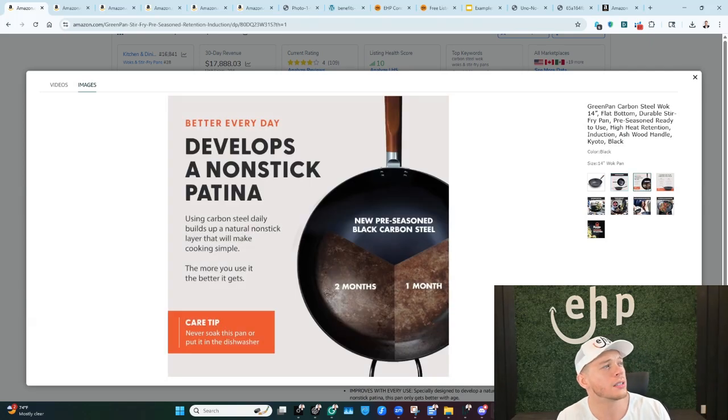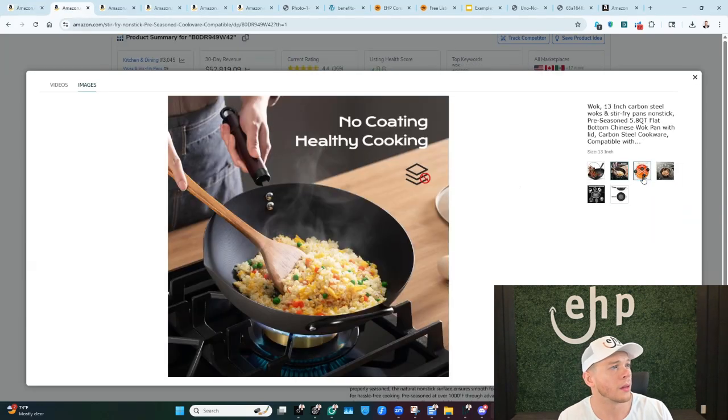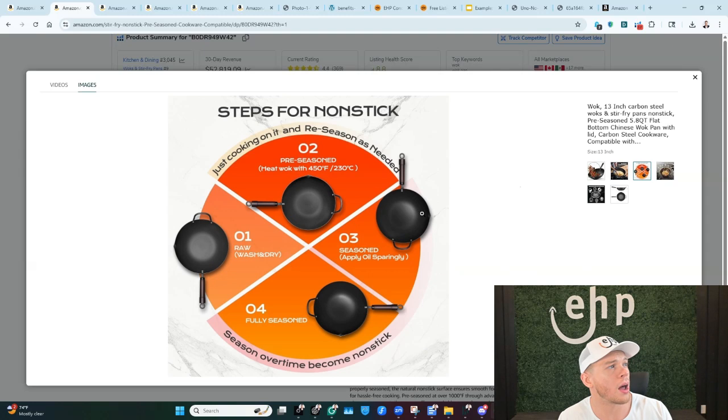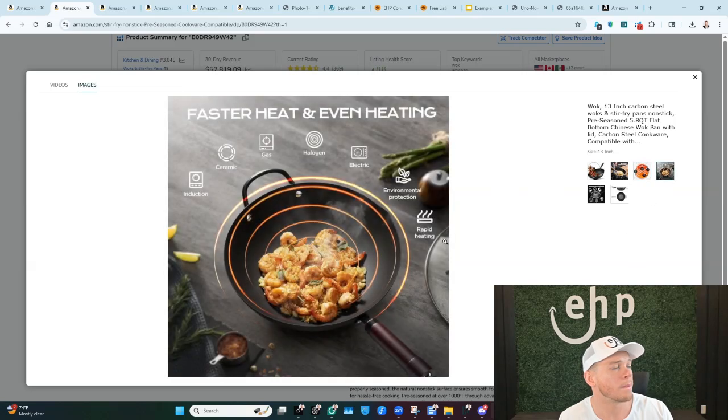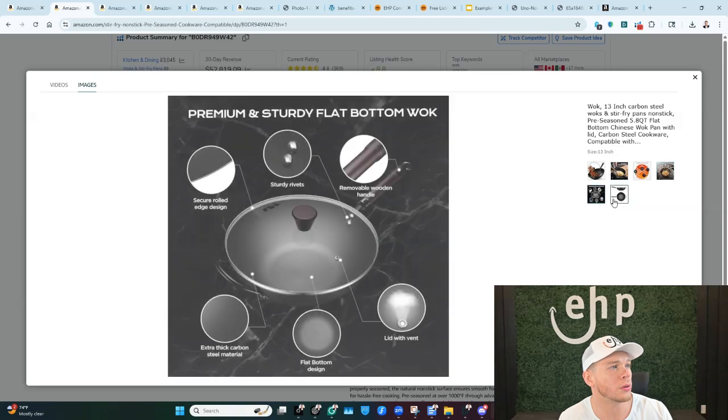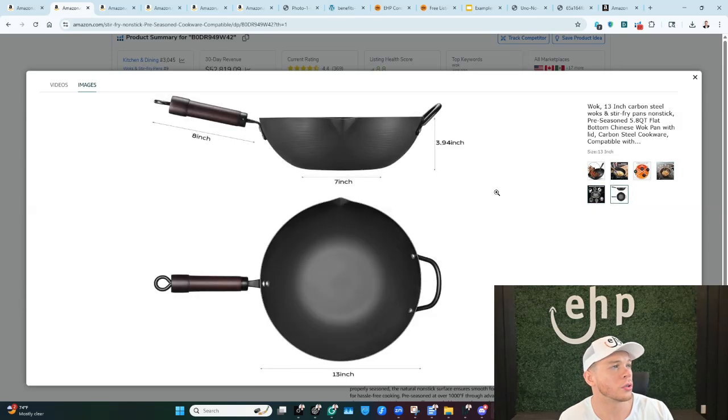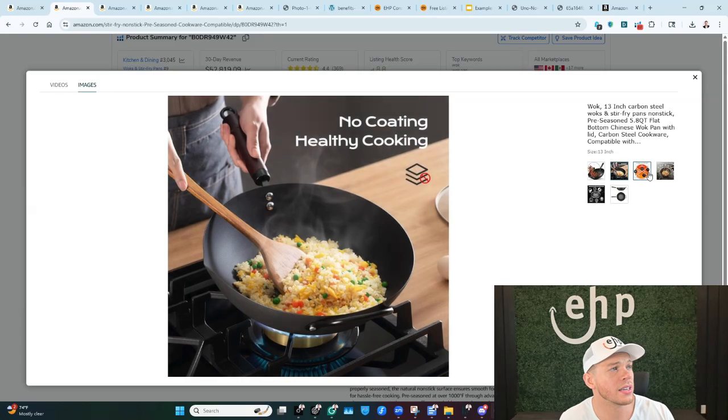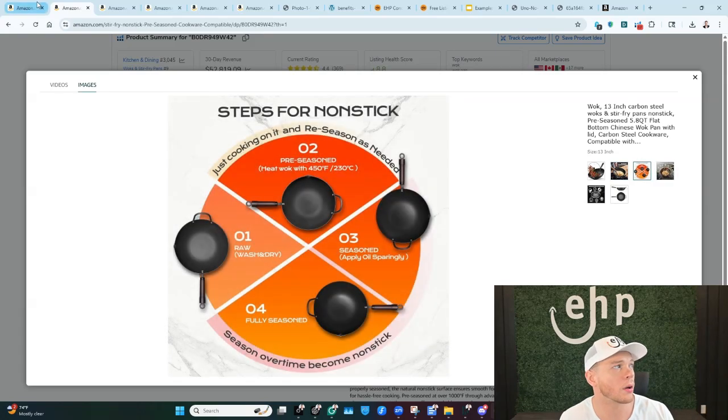Develops a non-stick patina. Is that how you pronounce it? Steps for non-stick, and actually gives you steps, just cooking on it and reseasoning as needed. More faster and even heating, and it shows the food, right? So this one's a boring one, but most of these ones are really standing out compared to the competitors.